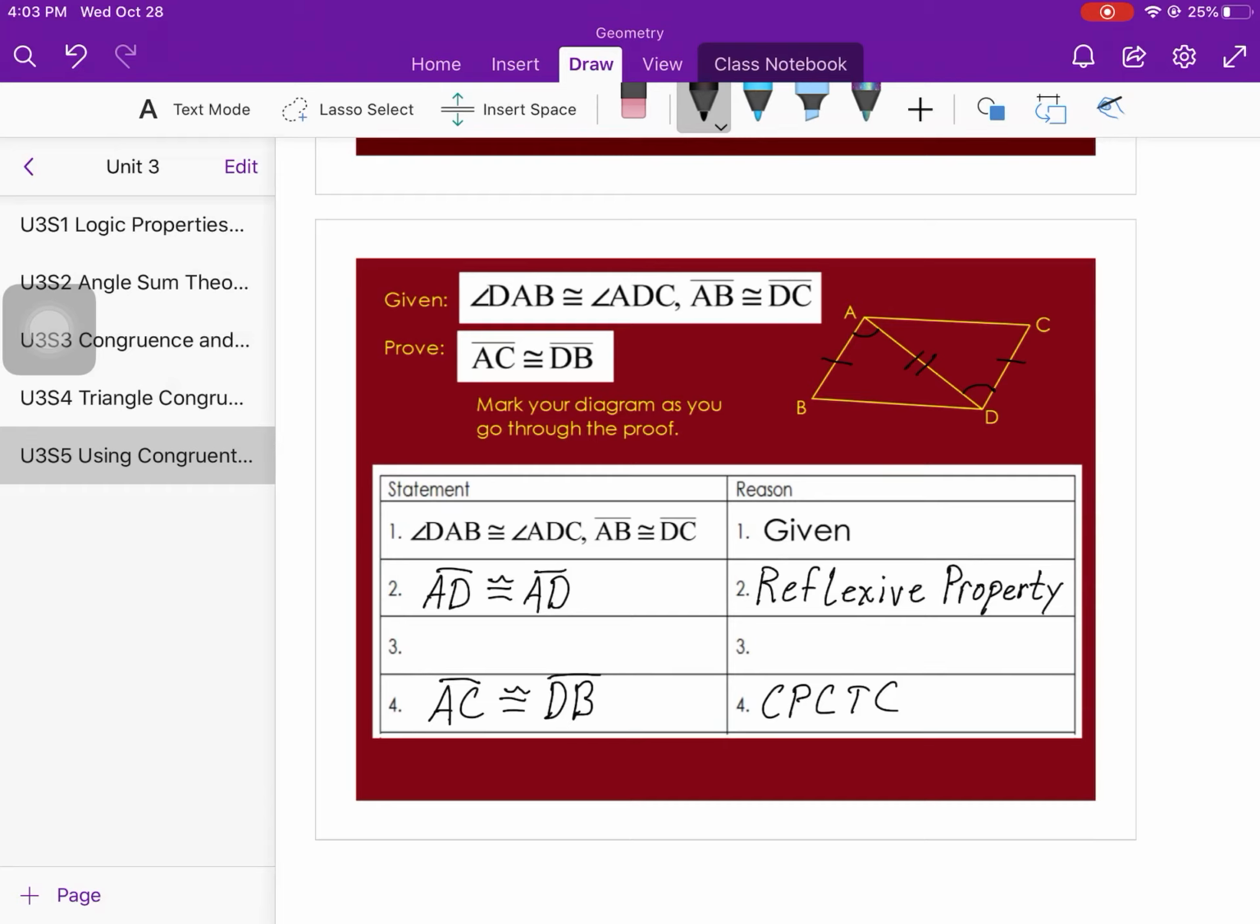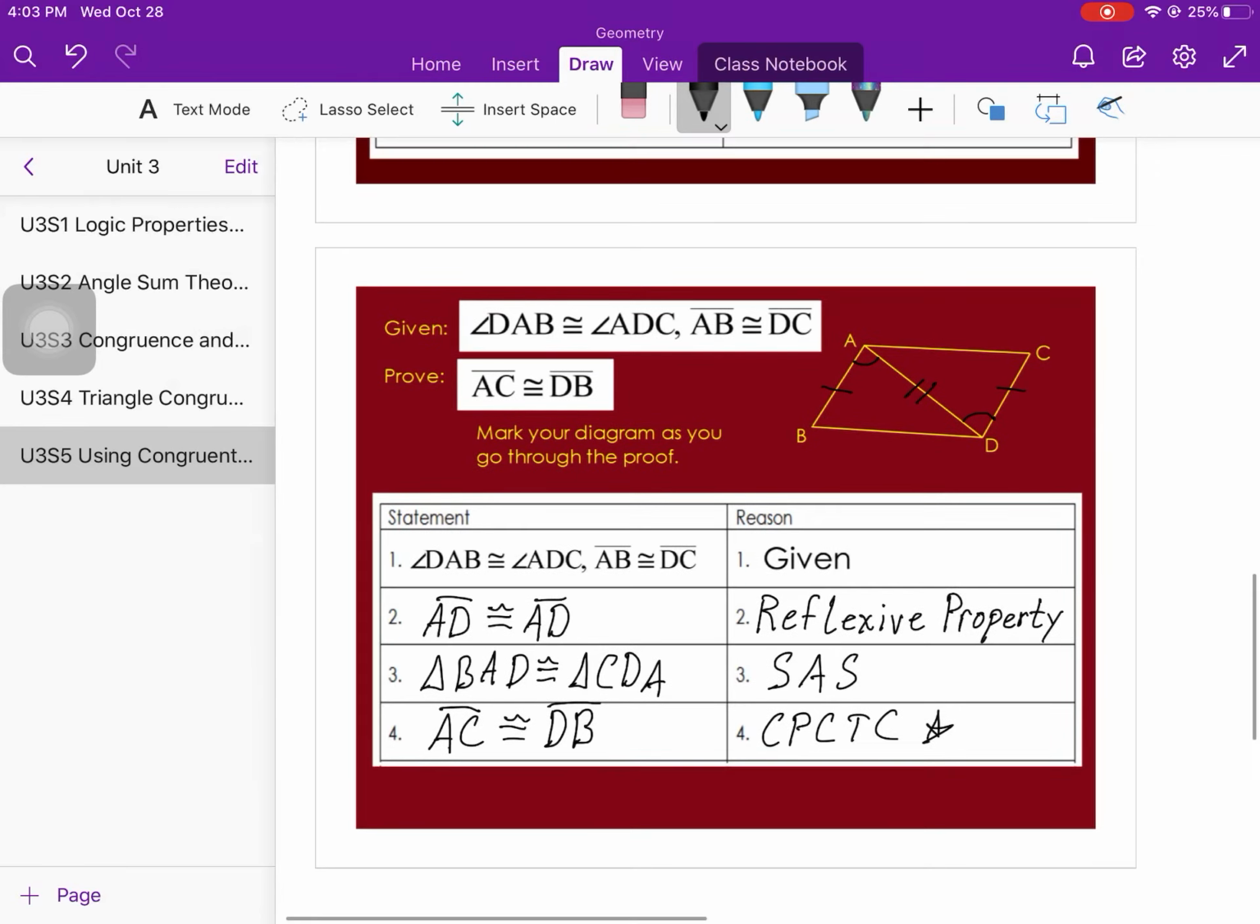Okay, so the reflexive property allows us to say those are congruent. Now that we have a side and an angle and then another side with the angle in between, we can prove that triangle BAD is congruent with triangle CDA. I was going to write CDB, but that doesn't make sense. CDA. And that is because of side, angle, side. And then after we know that they're congruent to each other, we could use this CPCTC, because you can only use that after proving two triangles are congruent.